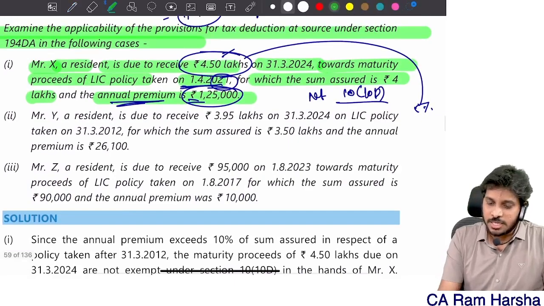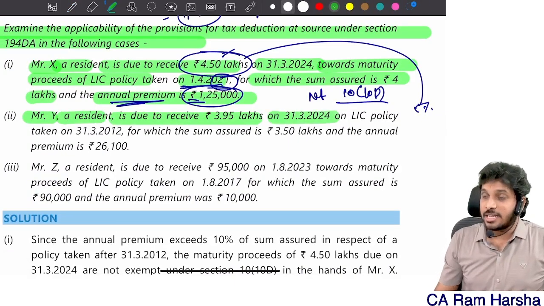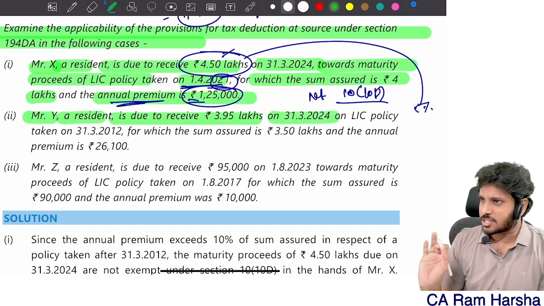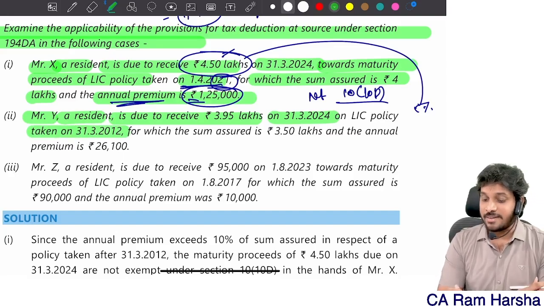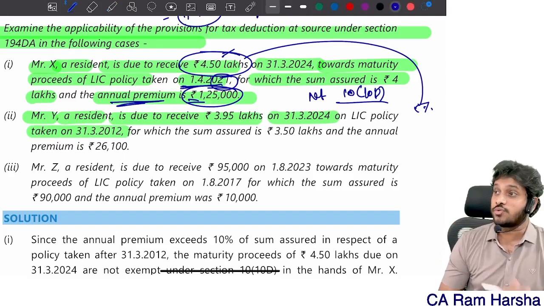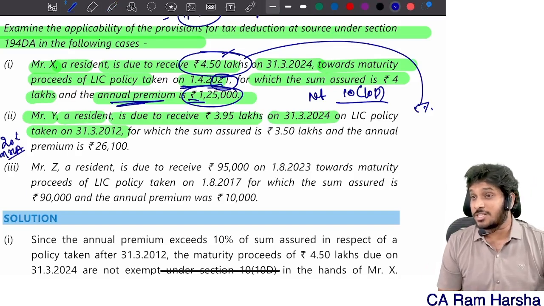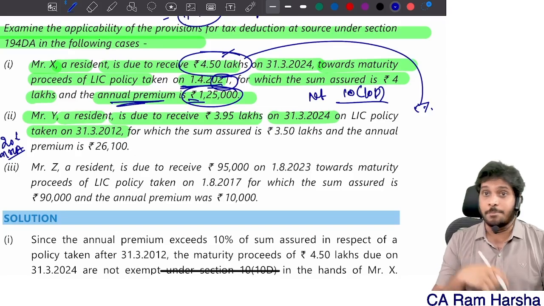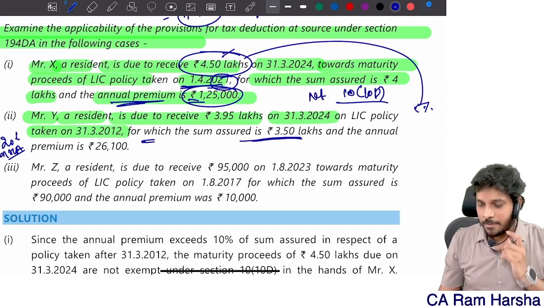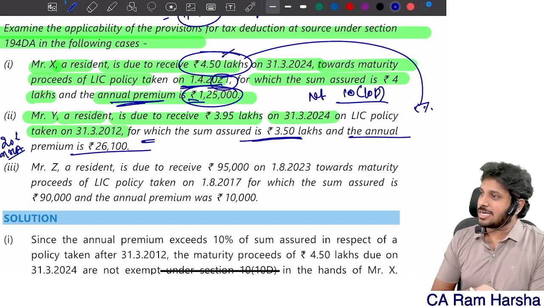Second one. Mr. Y, a resident, is due to receive 3.95 lakh on 31st March 2024 on an LIC policy taken on 31st March 2012. If the policy is issued before 1/4/2012, 20% of sum assured is the limit permitted. How much? 20% of sum assured before 1/4/2012. Getting it? Here the sum assured is 3.5, annual premium is 26. Forget about 20, it is less than 10 only still.